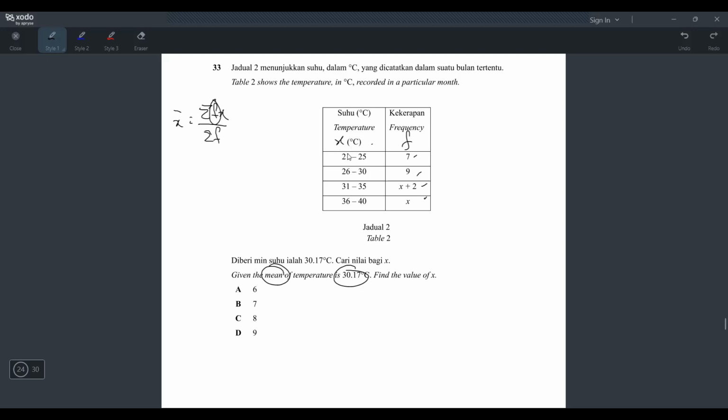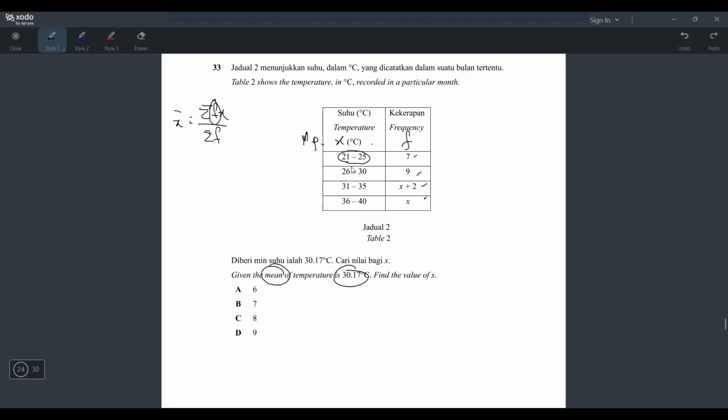This one is the x, right? But your x now consists of a lot of numbers. There's 21, 22, 23, 24, 25. But which one do you want to choose? It means you have to choose one to represent the class. And when you choose a representative, you always choose the midpoint, right? So let's find out all the midpoints. How to find the midpoint?